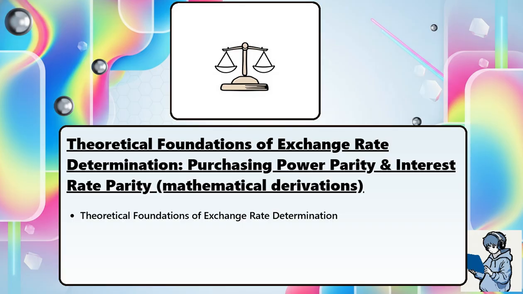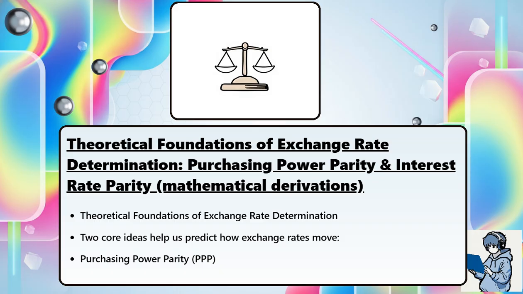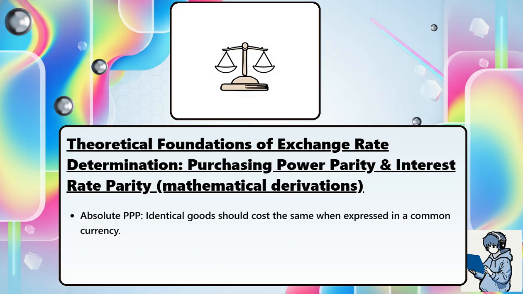Theoretical foundations of exchange rate determination. 2 core ideas help us predict how exchange rates move. Purchasing power parity (PPP). Absolute PPP. Identical goods should cost the same when expressed in a common currency.